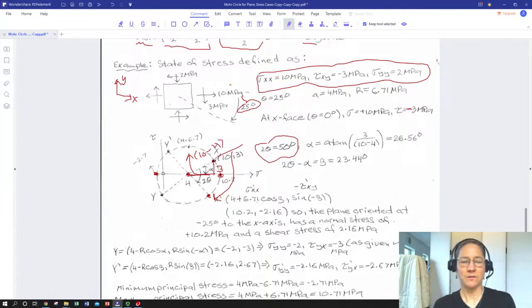So here's our tangent alpha. Alpha turns out to be about 26.56, and we know that 2 theta is 50 degrees, so 50 degrees minus 26.56 gives us beta, and that's this part. That's our beta.